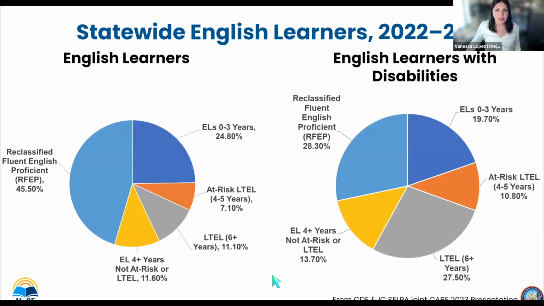Numbers are disproportionate. Agree? Especially if we're looking at RFEP and then long-term English learner, right? Yes, students with disabilities, yes, Erin, are more likely to be long-term English learners. And I'm wondering why that is. Less reclassified students in special education?